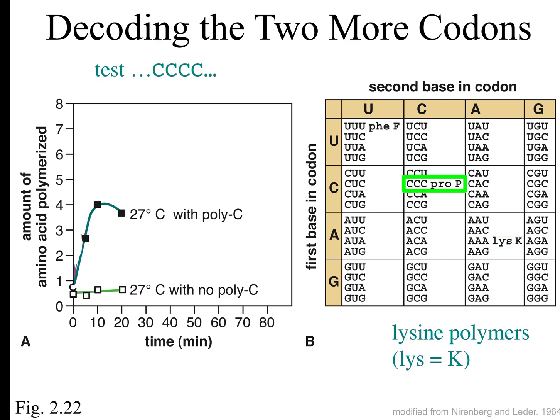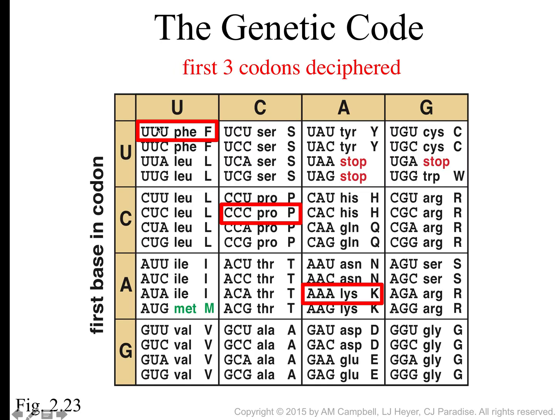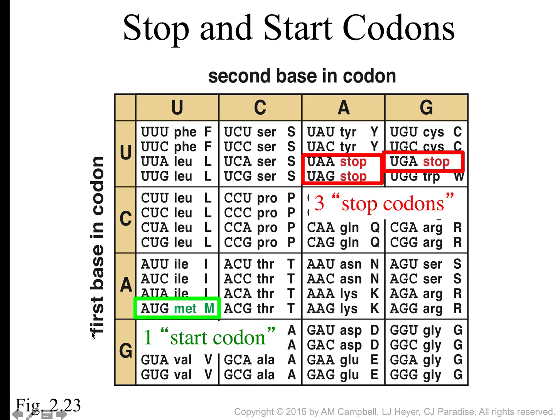So they did the same thing with poly-C. So the first three that they found were all U's, that's phenylalanine. All C's, that's proline. All A's, that's lysine. But what about some of these others? Well, in a test tube, you can put the RNAs together in any combination you want. So you can do UC, UC, UC, and so on. And then they do that, they got a bunch of serines, and so on. And then they change the third letter, and so on.